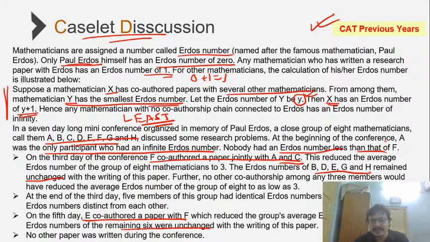So what will happen is A, C, and E, their Erdős numbers will reduce to F's Erdős number plus 1. What the first one is also saying is it reduces the average of the 8 people to as low as 3, and then once E co-authors with F, the average Erdős number of the group reduces by a further 0.5. So that is the way the set is poised.